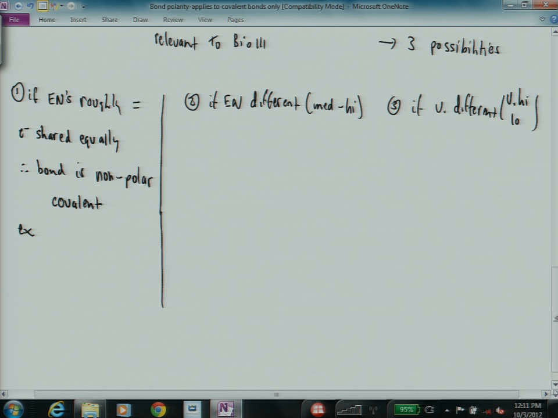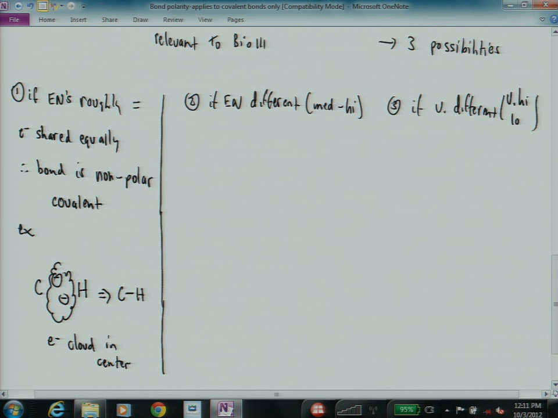So why does electronegativity matter here? If you remember, it's the degree to which the nucleus pulls on those outer shell electrons. How tightly does it hold on? Carbon and hydrogen are about the same.